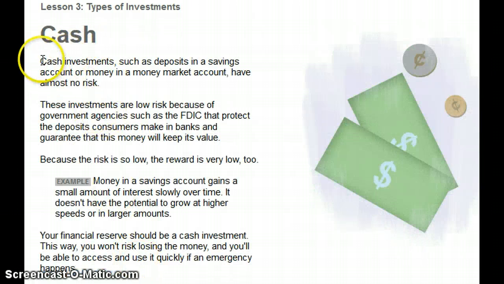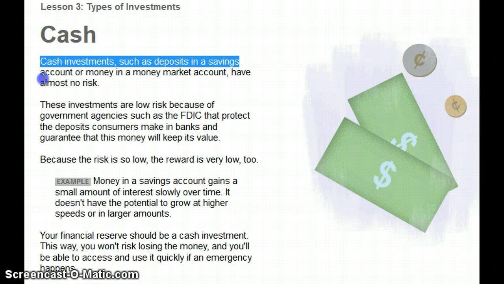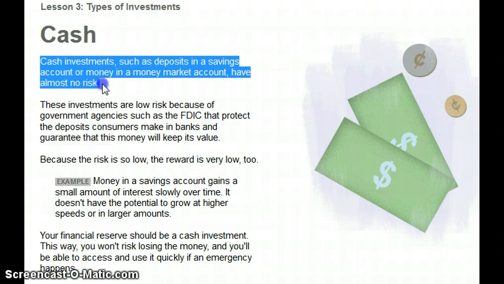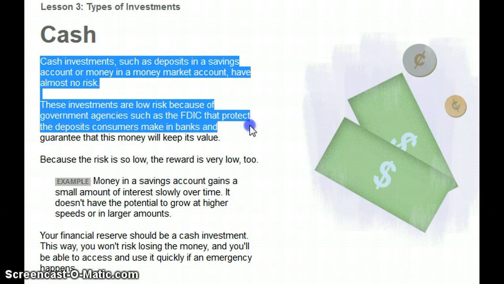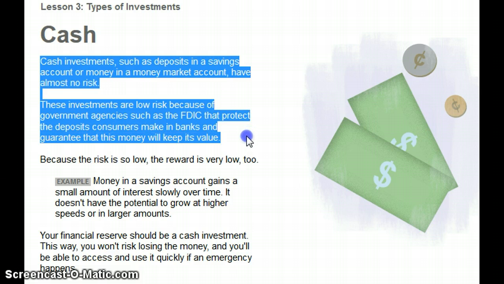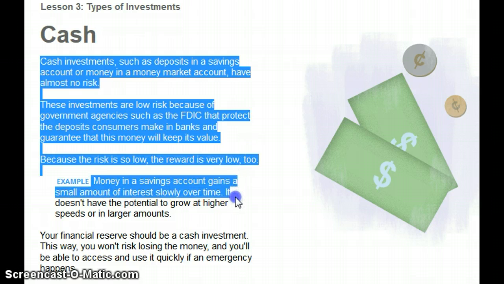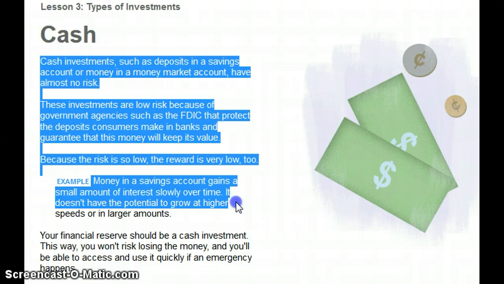Cash investments such as deposits in a savings account or money in a money market account have almost no risk. These investments are low risk because government agencies such as the FDIC protect the deposits consumers make in banks and guarantee that this money will keep its value. Money in a savings account gains a small amount of interest slowly over time. It doesn't have the potential to grow at a high speed or in large amounts.